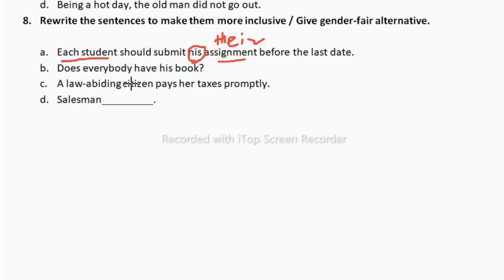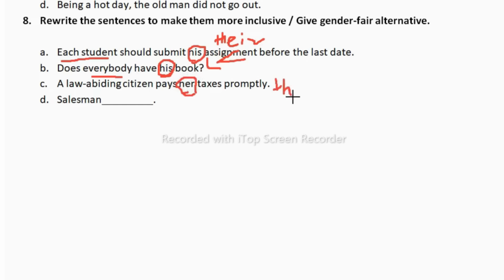Now next, "Does everybody have his book?" Again, everybody, anybody, anyone, each one. So this "everybody" is there again, and we need to take "their" in place of "his". Next, "A law abiding citizen pays her taxes promptly." Again we cannot say only female here; it should be "pay their taxes", right? So there we should take plural for both male and female. So again we should take "their" here.